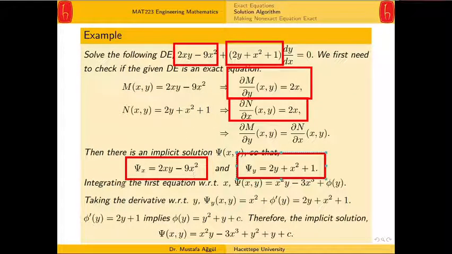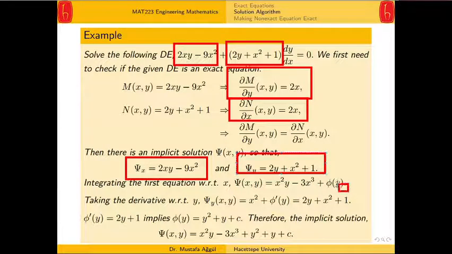Integrating the first equation with respect to x, we want to find the solution, right? So we want to find psi, and there is an expression for its derivative, so we take the integral and find psi itself. When we take the integral with respect to x here, we will see the psi function is basically equal to x squared y, and the x integral here will be negative 3x cubed.